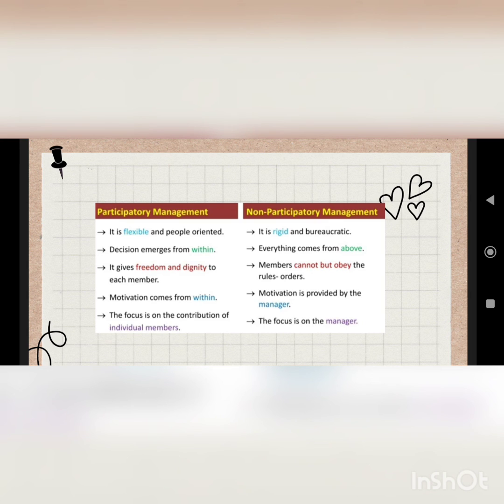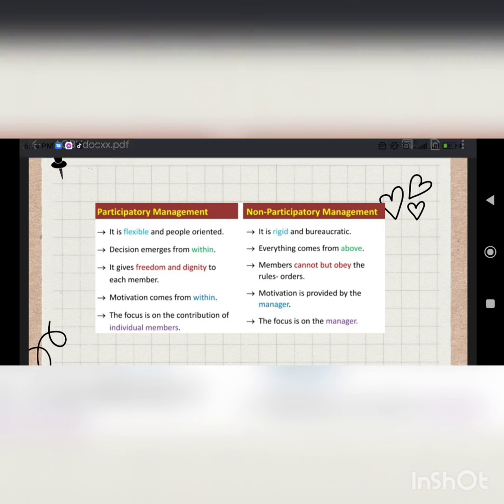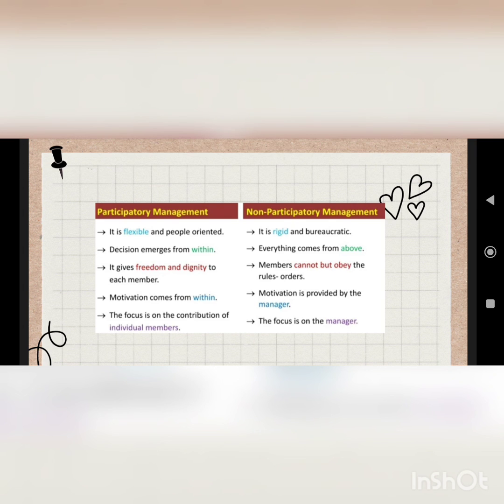Alright, so the fourth one is motivation comes from within. Going back to participatory management, where does the motivation come from? From the team. They will collaborate. While in non-participatory management, motivation is provided by the manager. So only the manager can motivate, and the rest of the team is only to obey what their leader dictates to them.